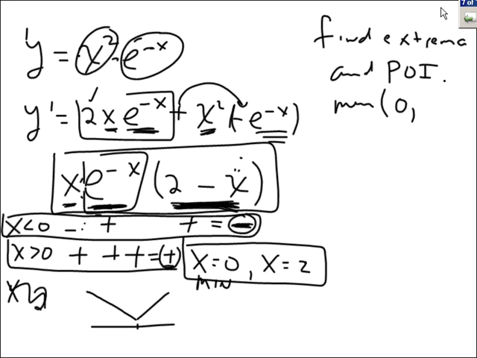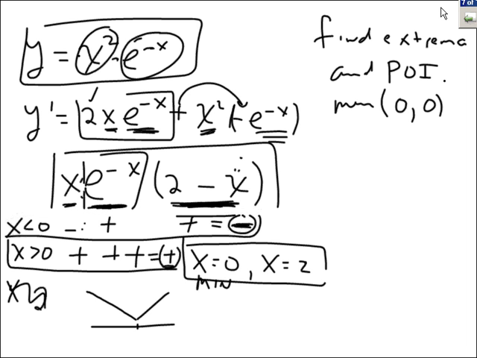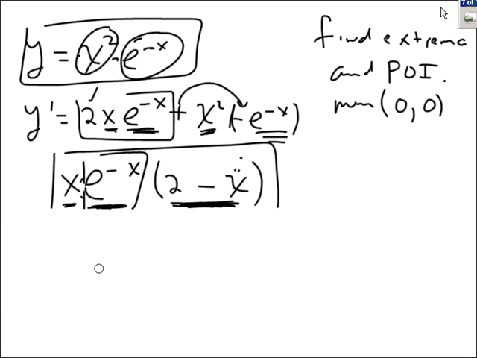If you go back to the y equation, you can find the y value. 0 squared is 0. And 0 times e to the negative 0 is 0. So we have a min there. Now let's go on to the other critical value, x equals 2. Let's look at x less than 2. That means x will be positive, and e to the negative x is always positive.